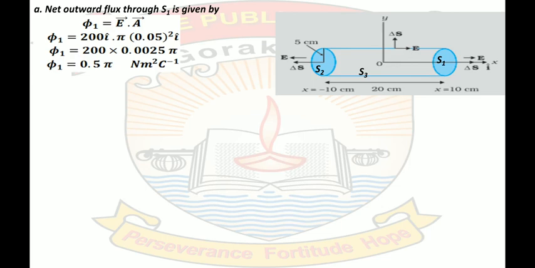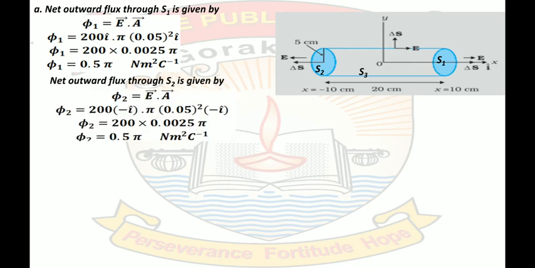Okay. Same goes with S2 also. Same calculation, only it will be phi2. Area is same, electric field is same, everything is same. Answer will also be the same. These are the outward flux through the flat surfaces.